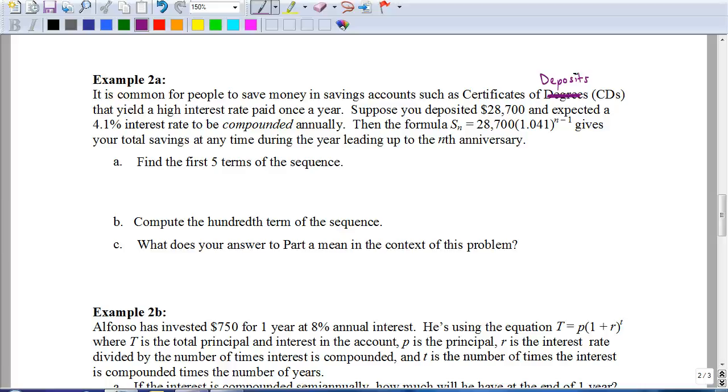Suppose you deposited $28,700 and expected a 4.1% interest rate to be compounded annually. Now, we haven't talked about compound interest yet, but that's something we'll be talking about in a future chapter. So they give us the explicit formula here that gives your total savings at any time during the year leading up to the nth anniversary. Now, that's important. I want to focus on part B right now. It says compute the 100th term of the sequence. What that means is I want to find what S sub 100 would be. So what I do is I put 100 in here for n.